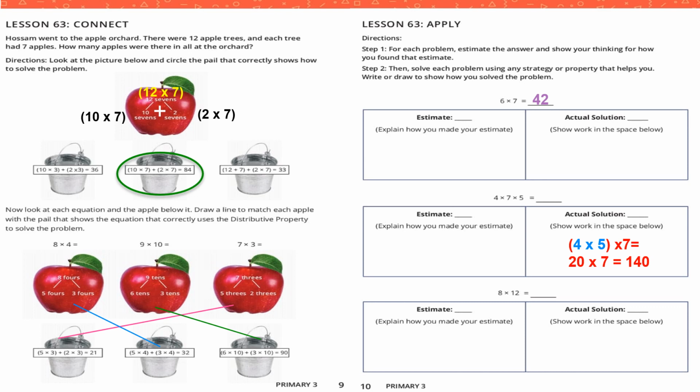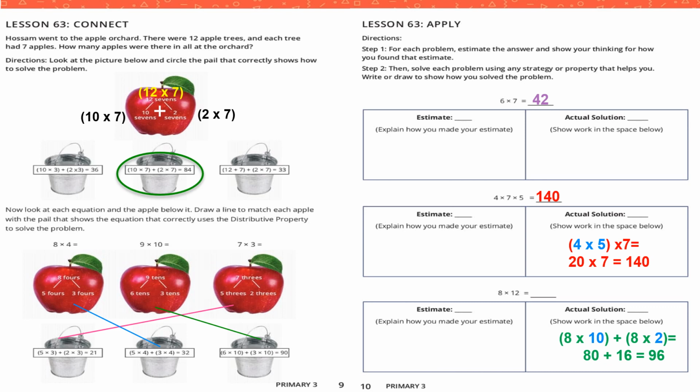The last one, 8 times 12. Which property can I use? I can use distributive property. I can split this 12 into 10 and 2. So 8 times 12 equals 8 times 10 plus 8 times 2. Here I split 12 into 10 plus 2. 8 times 10, 80. 8 times 2, 16. So all of them equal.